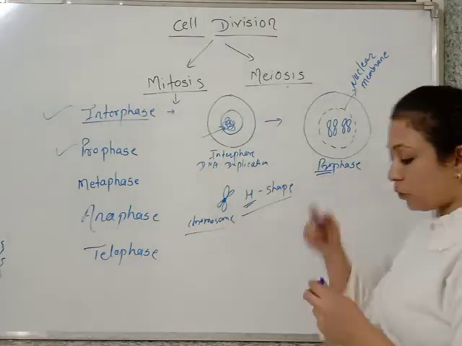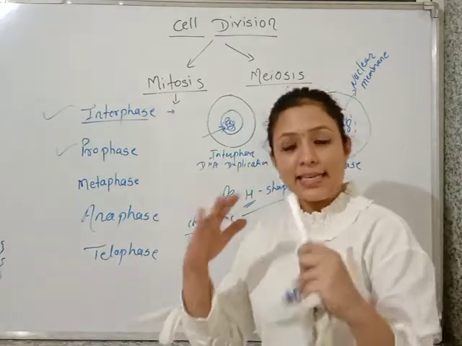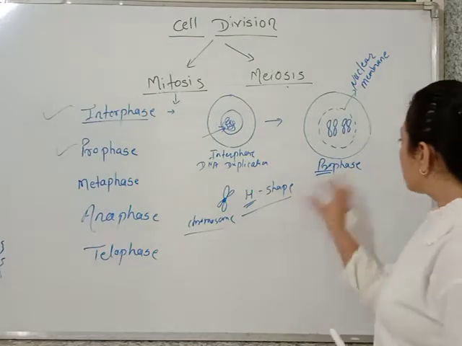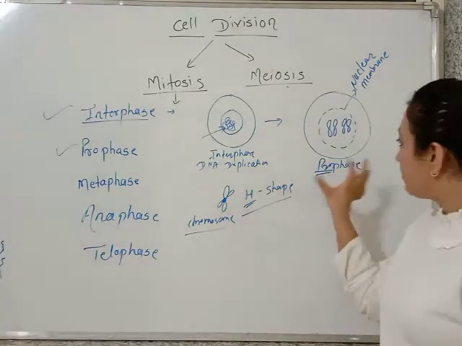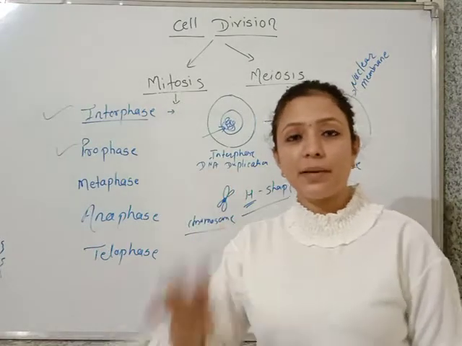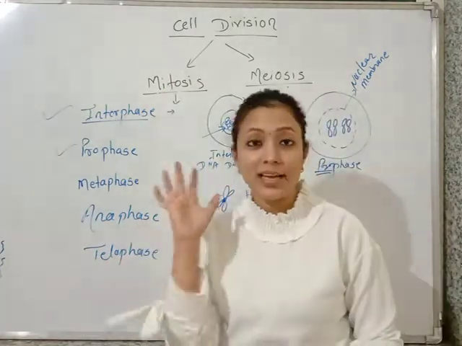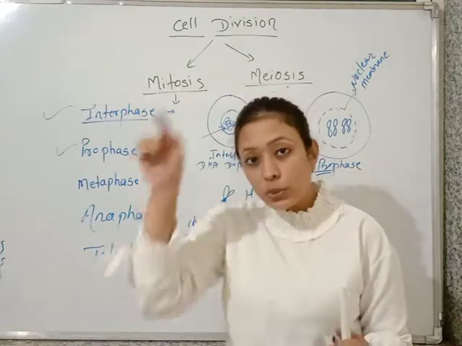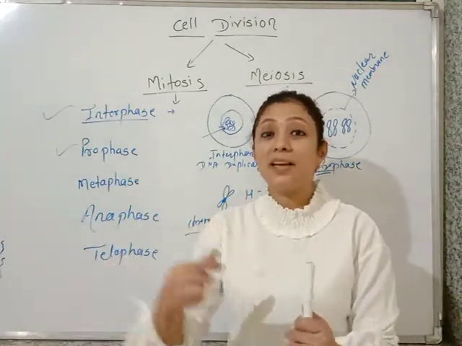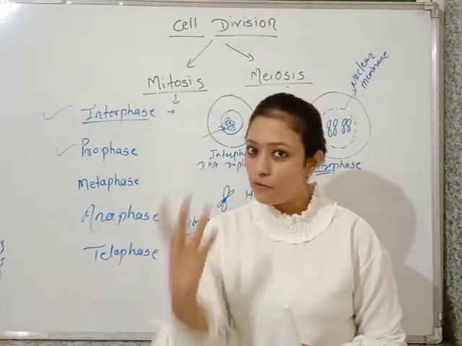Here the pro stands for what? First. It is the first stage of the mitotic cell division. So this is the name given, the prophase, where the process actually starts, and it is the beginning of the mitotic cell division, where the nuclear membranes start disappearing and the chromosomes become thick and clearly visible.